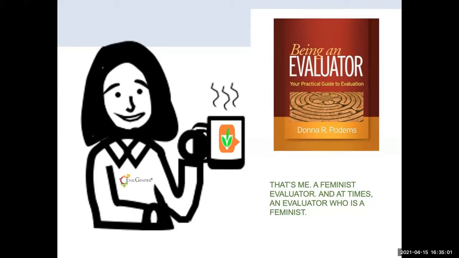That's me, a feminist evaluator, and at times an evaluator who's simply a feminist, like when I wrote my book, Being an Evaluator. I don't always practice feminist evaluation. I am a practitioner and I conduct around 4 to 7 evaluative processes a year that keep me grounded in reality by constantly needing to think about what feminist evaluation actually looks like in practice. So today I'm going to speak very briefly about how I applied or attempted to apply feminist evaluation in the wheat review.